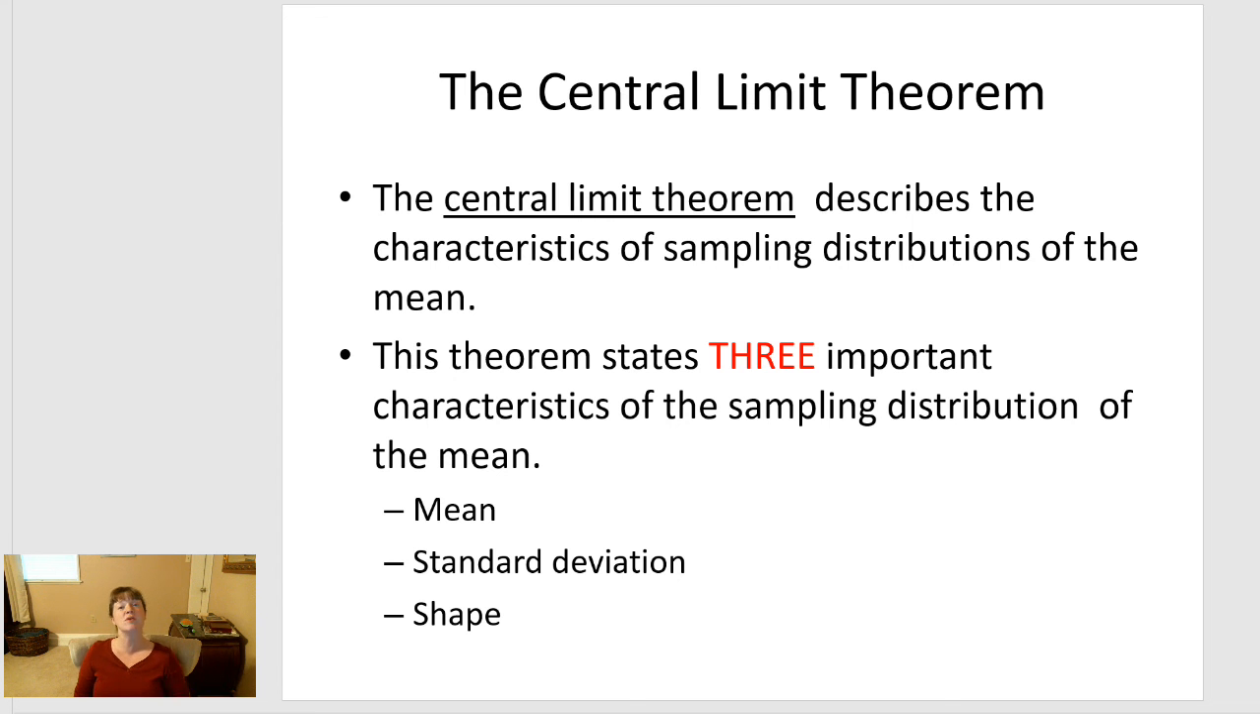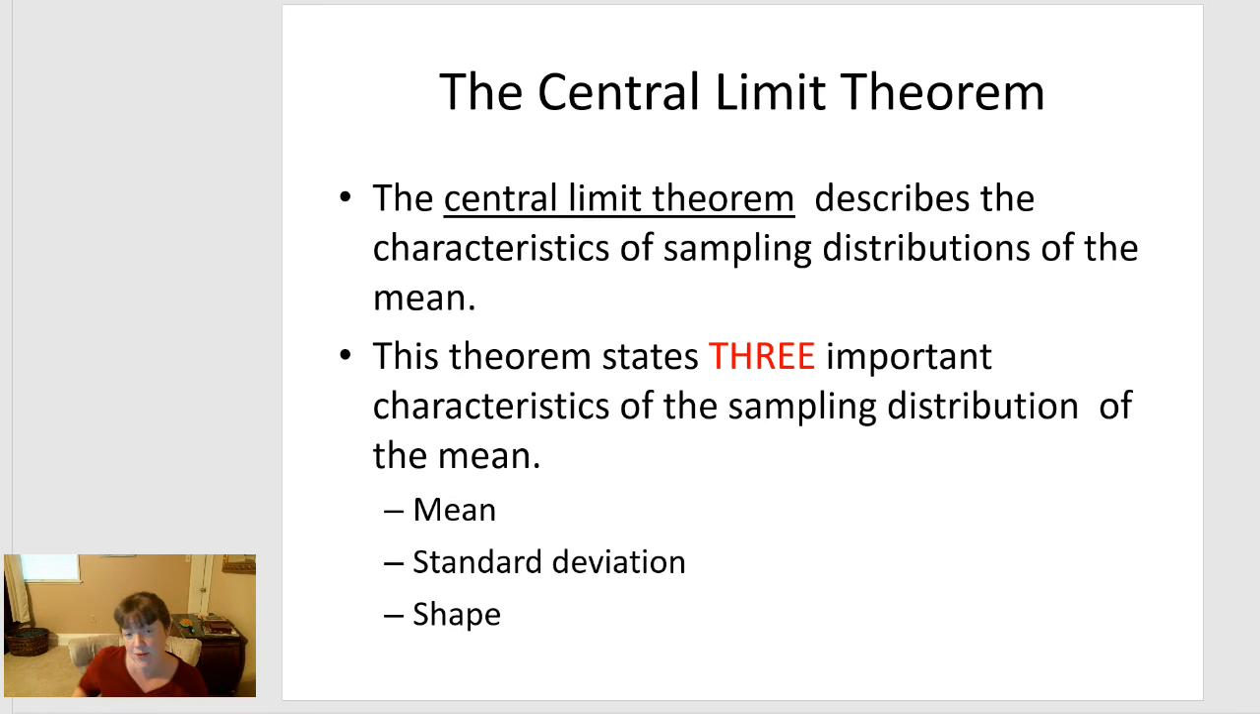If you grab an infinite number of samples from the population and calculate the average for those samples, we know what they are going to look like. And this set of rules is called the central limit theorem. The central limit theorem describes the characteristics of a sampling distribution of the mean. We know what the average of an infinite number of samples is going to be. We know what the variability, the standard deviation, of an infinite number of samples will be. We know the shape of an infinite number of sample averages. And these rules make up the central limit theorem.